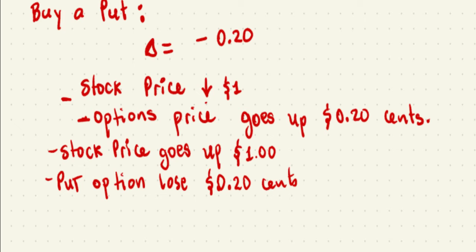So if the stock price goes down $1, your put option will increase by 20 cents, because remember, when we buy a put, we want the stock price to go down. So if the stock price is going in the direction we want, we gain 20 cents in value on our option. And the same thing, if the stock price goes up in the opposite direction, we lose 20 cents on our option. So as you can see, this is how delta affects your option's value. And by understanding how delta affects your option price, you can be more careful to pick which options are going to make you profit based on the specific delta number.